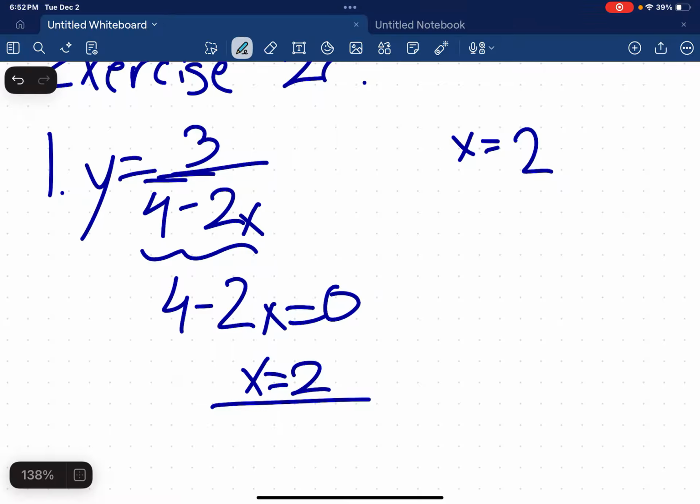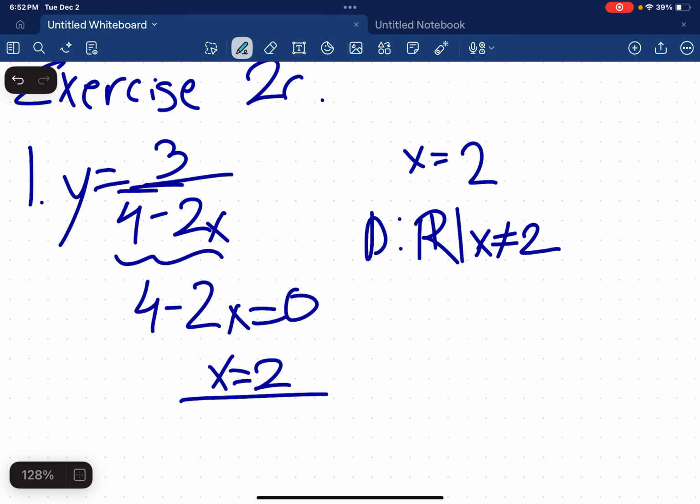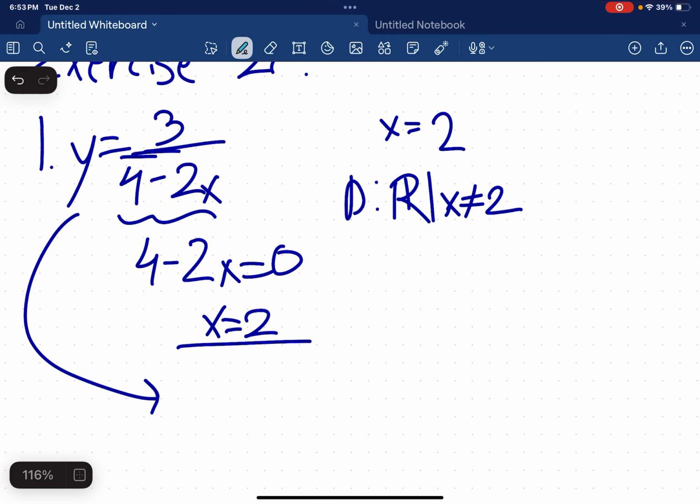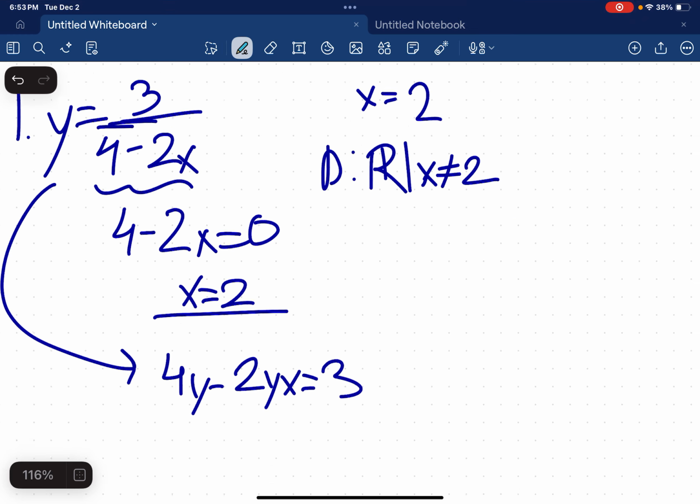And we know that our domain is going to end up being all real numbers such that x does not equal 2. Okay. The y part is a bit trickier. However, what we need to basically do is isolate x by itself to find the horizontal asymptote. So to do that, we're going to multiply each side by 4 minus 2x, and then we'll get 4y minus 2yx is equal to 3.